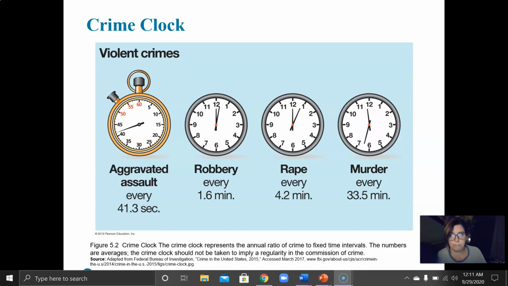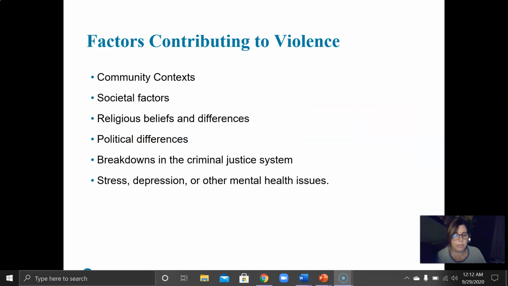place. Several social, community, relationship, and individual factors increased the likelihood of violent acts. So community context, societal factors, religious beliefs and differences, political differences, breakdowns in the criminal justice system, stress, depression, and other mental health issues, a lot of which we are seeing at elevated levels in our society today.